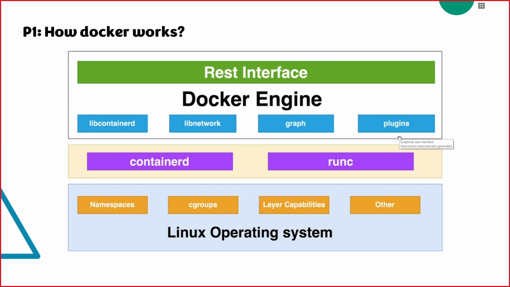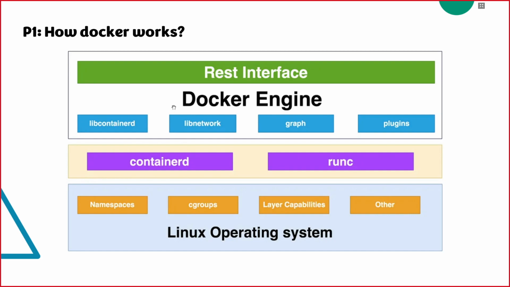From the top, there is a REST interface to talk to the Docker engine, and the Docker engine should talk to our operating system. To do that, they need some libraries and middleware like containerd and runc. The libraries here are libcontainerd, libnetwork, graph, and other plugins. You can guess libcontainerd connects to containerd, and libnetwork does the network stuff, creating NAT and these things.